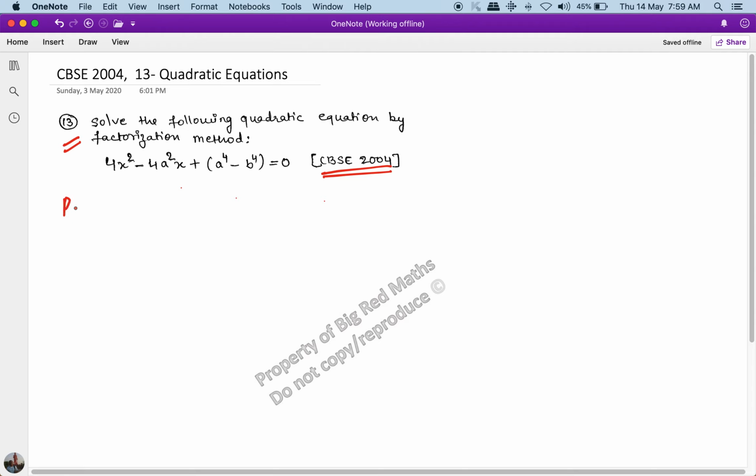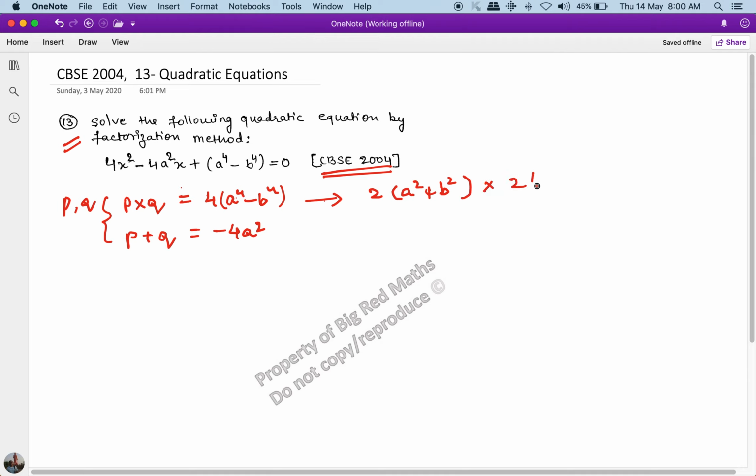Now we actually have to find two terms, P and Q, such that the product of P and Q, that is P multiplied by Q, is equal to 4 times of A to the power of 4 minus B to the power of 4. And we have to find P and Q such that P plus Q is equal to minus of 4A square. Now this is actually very simple because I know that if I take 2 times of A square plus B square and I multiply it with 2 times of A square minus B square, I get this, which is 4 times of A to the power 4 minus B to the power 4.